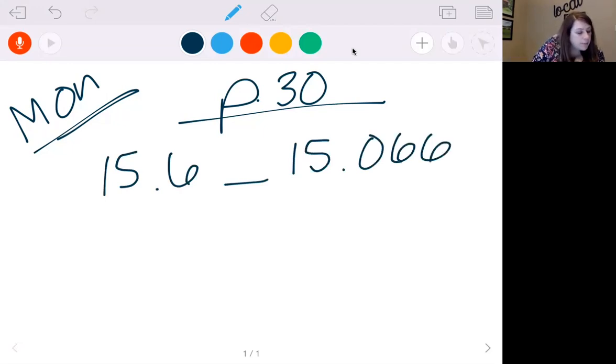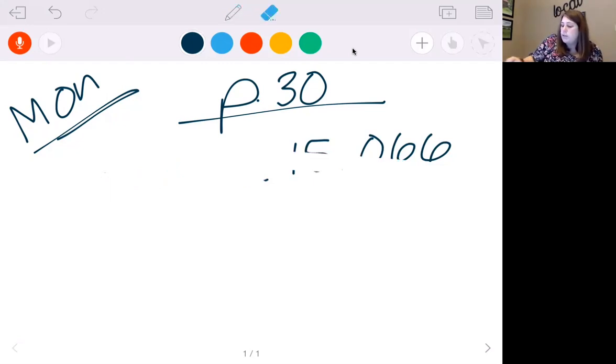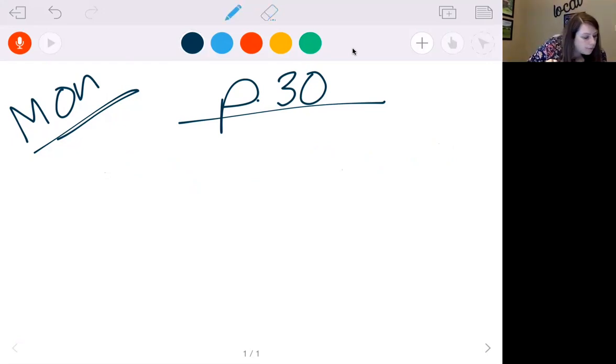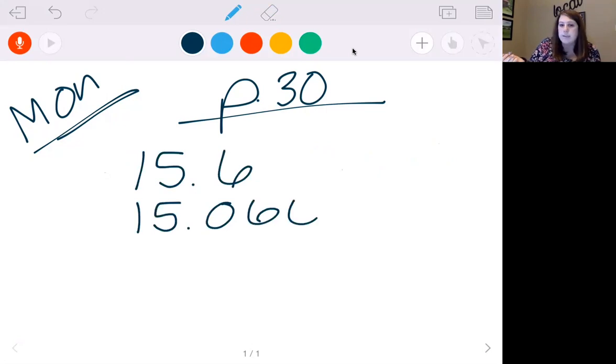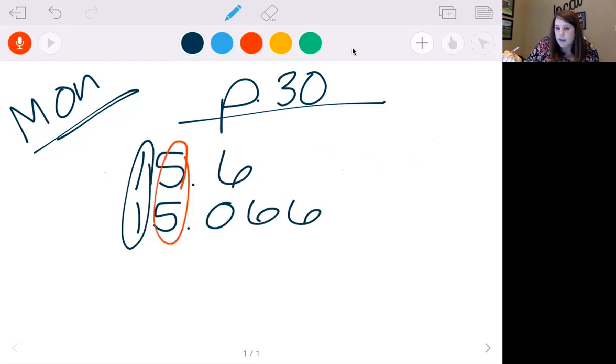Compare decimals by comparing the digits in each place value position. Start with the left and check each place until the digits are different. So I'm going to rewrite this like they did in your little chart. They wrote them stacked up and down. On the top, they have 15 and 6/10. On the bottom, 15 and 66 thousandths. So we both have a 1 right here in our tens column. They both have a 5 in the ones column.